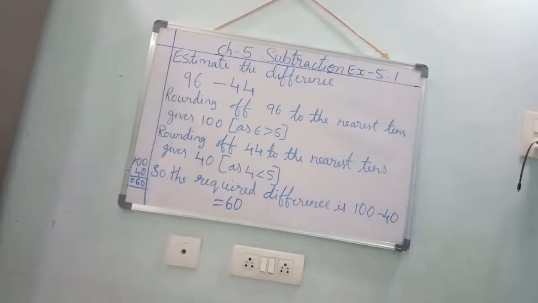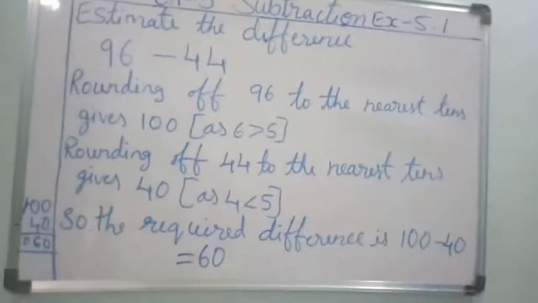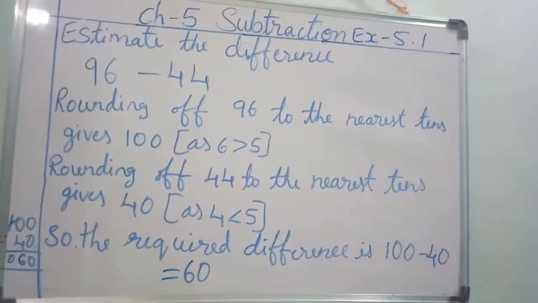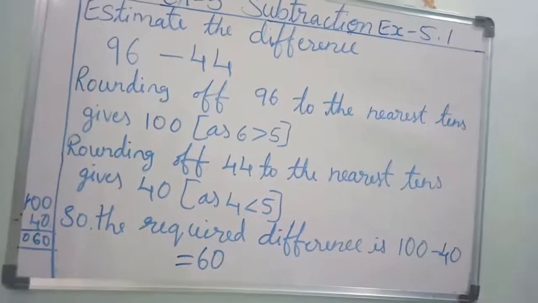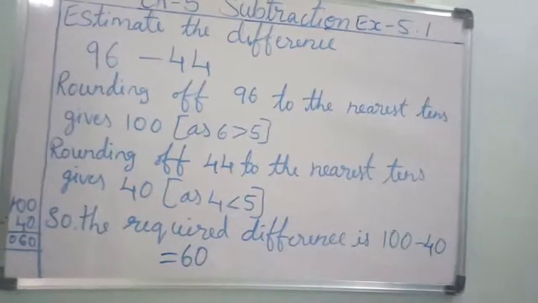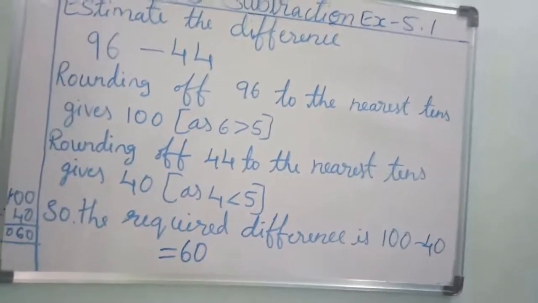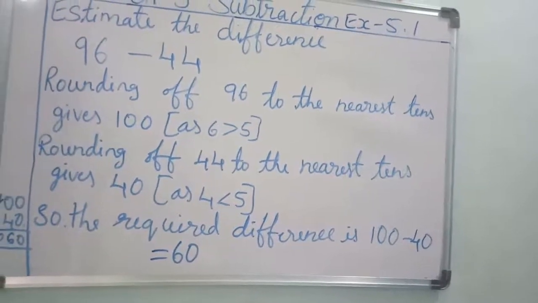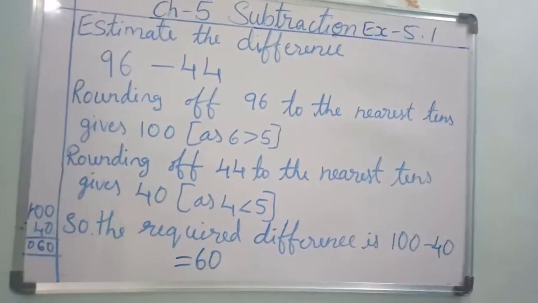What we have to do? We should find nearest tens. After that, we should do the minus in those numbers. Understood? See, rounding off 96 to the nearest tens gives 100, as 6 is greater than 5. Rounding off 44 to the nearest tens gives 40, as 4 is less than 5. So, the required difference 100 minus 40 is equal to 60. Copy in the classwork, ma.